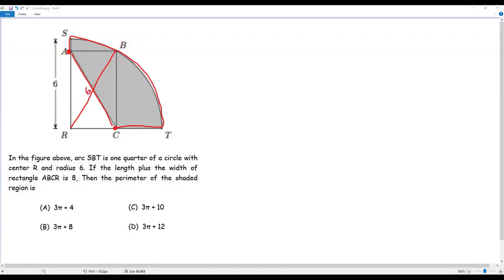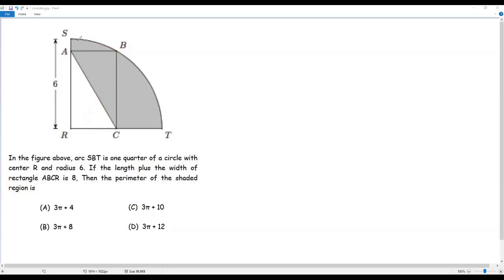In any rectangle, both diagonals are equal in length. Whatever length we have for the diagonal RB, the same length we have for the diagonal AC as well. Now once I get the length of the part from A to C, I can add the length of the diagonal AC to it to get the perimeter of the shaded region. My first step is to get the perimeter of the complete figure.